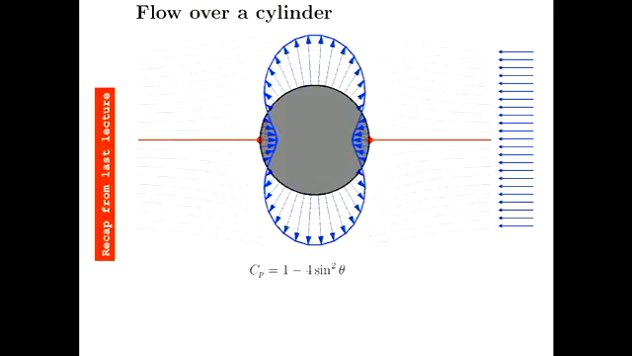But anyway, by substituting the velocity on the surface of that cylinder into Bernoulli's equation, and then substituting Bernoulli's equation into the equation for pressure coefficient, we got this very nice analytical form for the distribution of pressure around that cylinder.